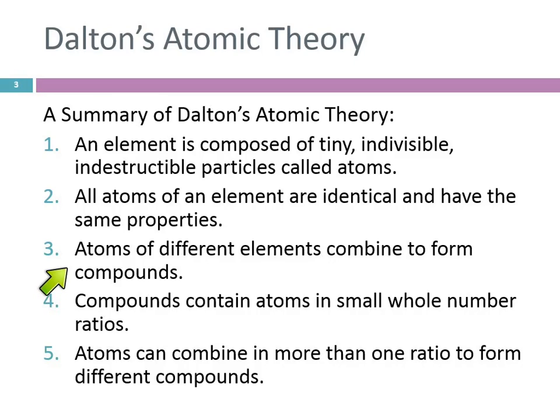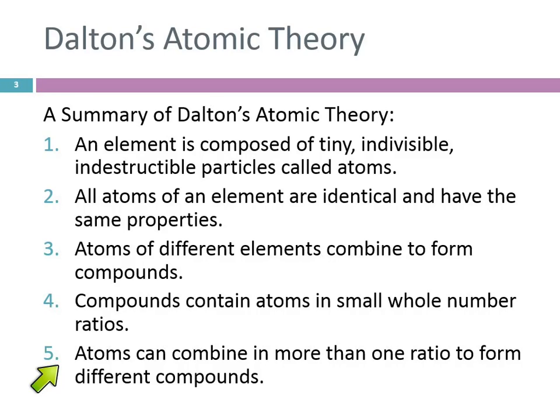Atoms of different elements can combine to form compounds. Compounds contain atoms in small whole number ratios. Just like when you build with Legos. You could have one red brick and two blue bricks, or you could have one red and three blue. You can't have one red and 2.5 blue, because you can't have half of a Lego brick. Maybe a different Lego brick that is that size, but that's a different Lego brick. And that's the way atoms are. You have whole numbers of atoms together.